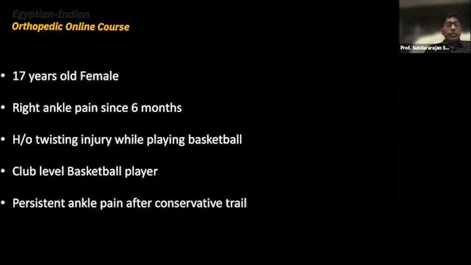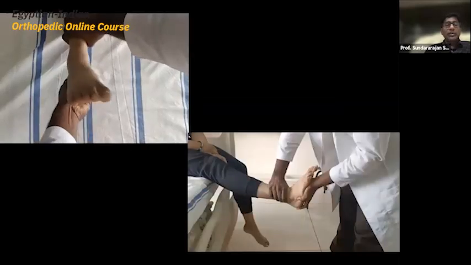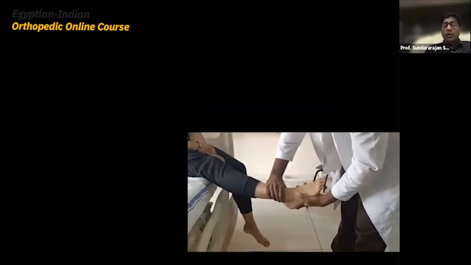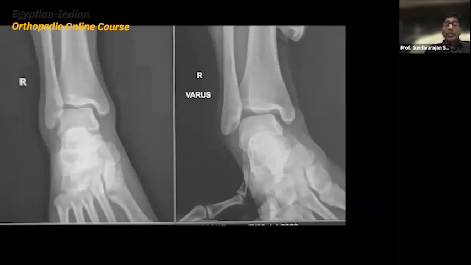This is a case of a 17-year-old female patient presenting with ankle pain for 6 months. It was a twisting injury while playing basketball. She is a club-level basketball player, presenting with persistent ankle pain after the first twisting injury. You can see this patient has more talar tilt, and the anterior drawer is a little more than what we got on the normal side. The X-ray is normal. MRI shows a lax ATFL. Sometimes you may not see a complete rupture, but there could be a lax ATFL, and you can see an intact calcaneofibular ligament. If you take a stress X-ray, you can see a large opening on the lateral side, which indicates that the patient has a lax ATFL.